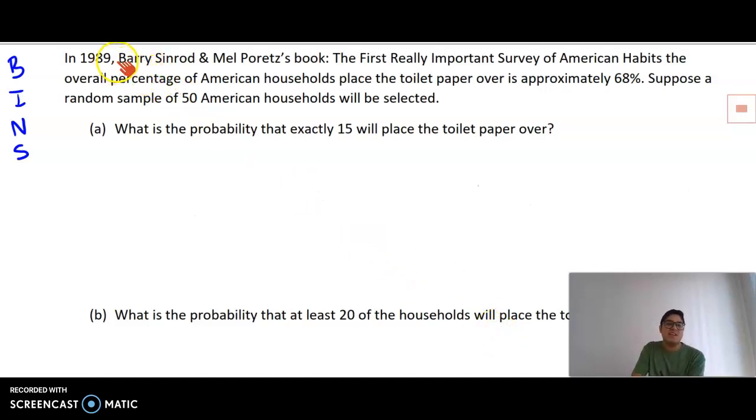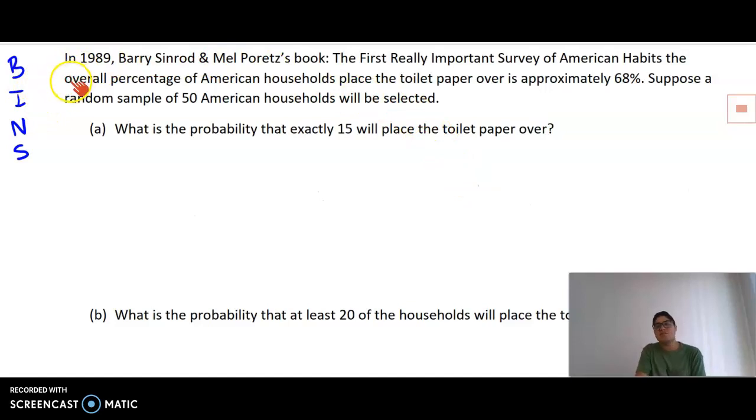So let's take another look here. In 1989, we released the first really important survey of American habits, and it turns out that the overall percentage of American households who place the toilet paper over is 68%. Now, we're going to select a random sample of 50 American households. So again, nothing about normal, nothing about uniform, no discrete random variable, nothing about transformations, nothing about combinations. Literally just a statistic and a random sample being selected, and I have no data to evaluate, that must mean this is probably going to be a special type of distribution. So let's check it out.